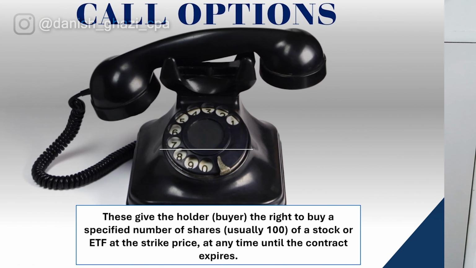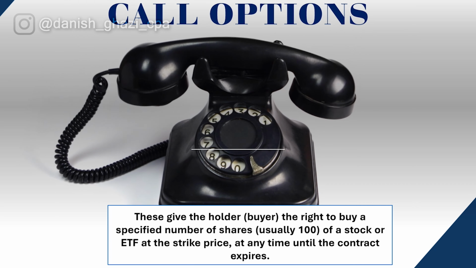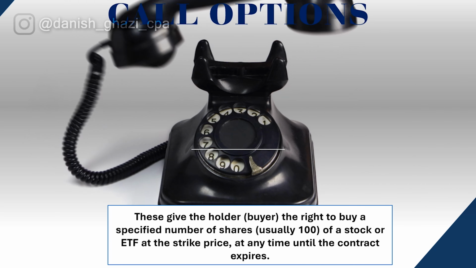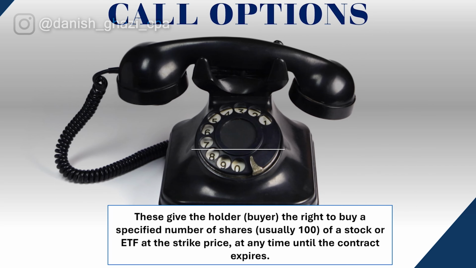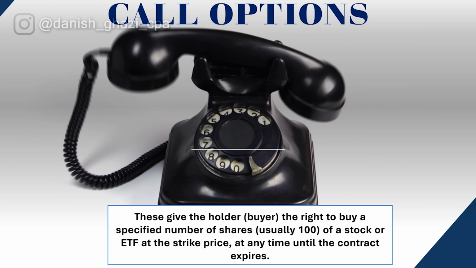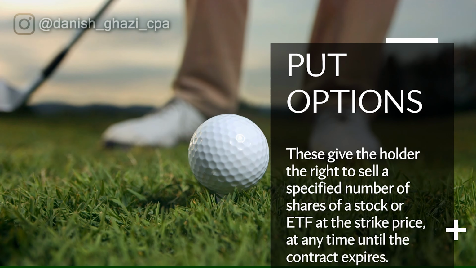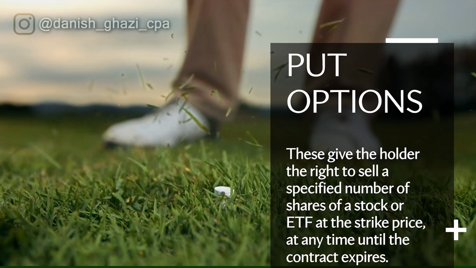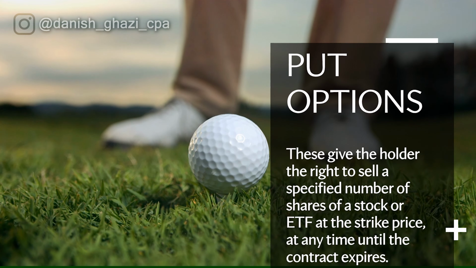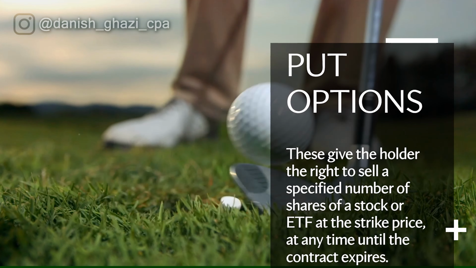A call option gives the holder, or the buyer, the right to buy a specified number of shares, usually 100, of a stock or ETF at the strike price at any time until the contract expires. Put options, on the other hand, give the holder the right to sell a specified number of shares of a stock or ETF at the strike price at any time until the contract expires.